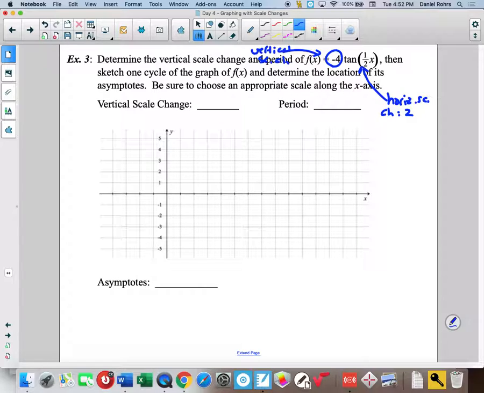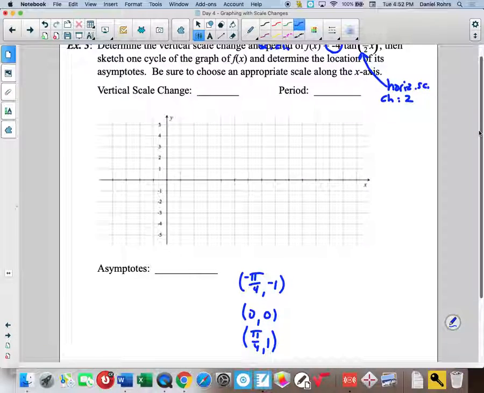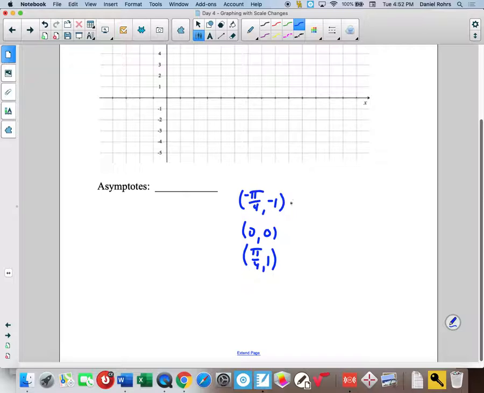So again, I go back to my 3 points. I always do these three: negative pi over 4, negative 1; 0, 0; and pi over 4, 1. Okay. So what does this mean in this particular case? Well, what it means is we're multiplying the x values by 2. So we're multiplying 2 times negative pi over 4. We're multiplying 2 times 0. And we're multiplying 2 by pi over 4.